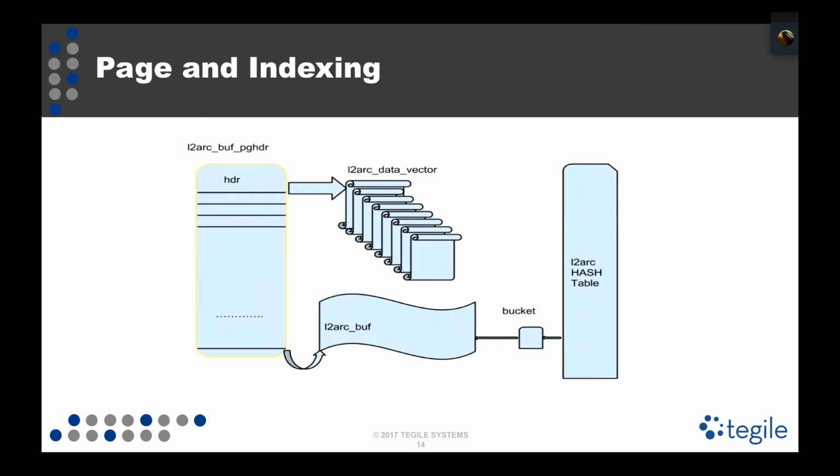The L2ARC hash table is very similar to the buff hash indexing table in ARC, just that it works on the L2ARC devices. And the L2ARC 1 megabyte buff page has all the headers. So when we need to bring anything back into memory, we just scan the L2ARC buff page headers, and it constructs the hash table, and it's good to go at that point.